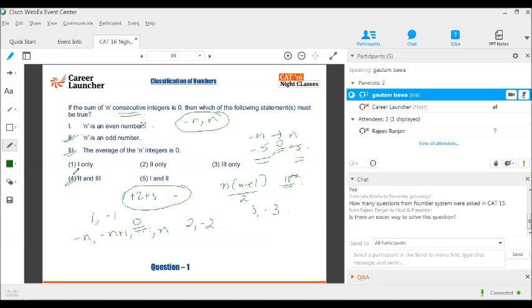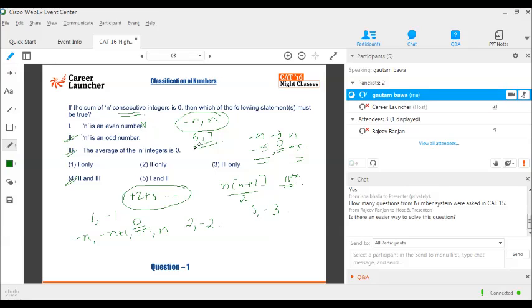Well, the first question I see here is, how many questions from number systems were asked in CAT 15? An interesting question because it also tells you how important this topic is. On an average, out of 34 questions that are asked, you can easily expect about 5 to 7 questions from number systems. So it will be roughly around 15 to 20% of the paper. Thus it becomes a very important topic, and generally the questions on number systems aren't very difficult. They are easy and can be done logically.